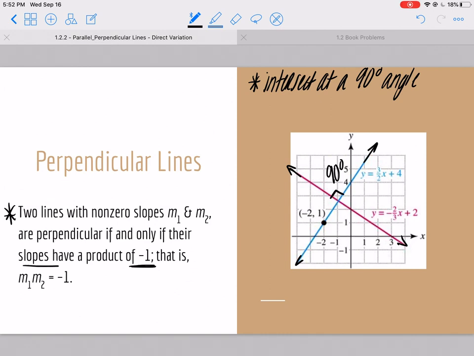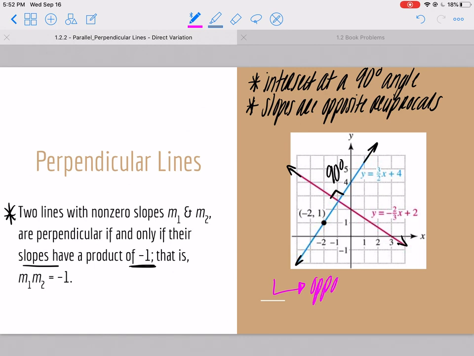What I'm going to tell you is even more important than that, or where that comes from in essence, is that their slopes are opposite reciprocals, which I'll explain in just a second. So opposite meaning opposite sign. And then reciprocal, if you guys remember, that means the fraction has been flipped. So the numerator and denominator flip, which I'll show you in a second. Okay, and if they're opposite reciprocals, their product will multiply to give you -1.